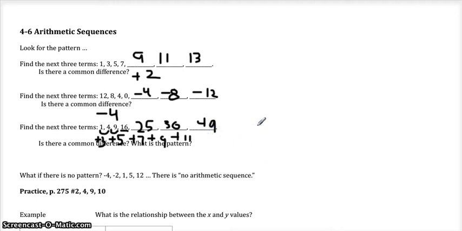Now, if there is no pattern, like -4, -2, 1, 5, 12, those are just random numbers. You would just write down no arithmetic sequence. And you can work on page 275, numbers 2, 4, 9, and 10. You can do those in your spiral on the left-hand side of the page.